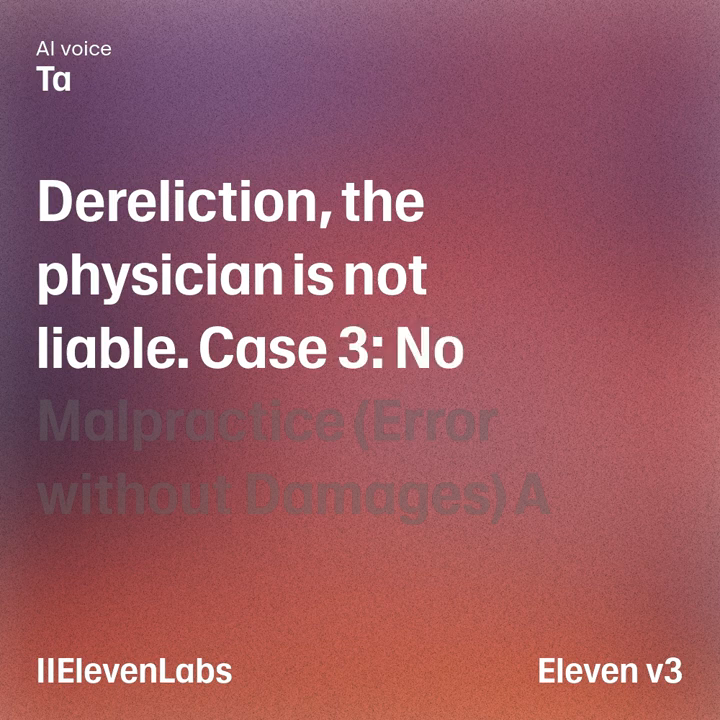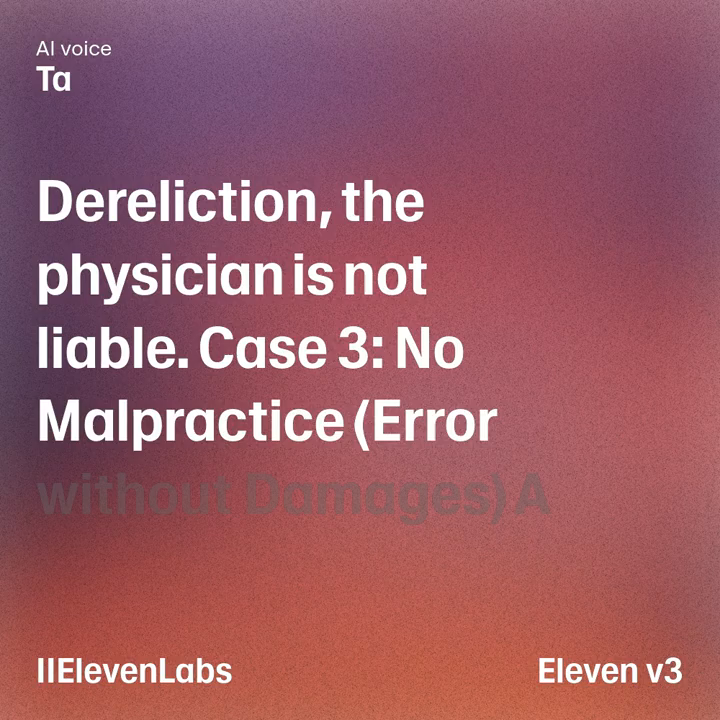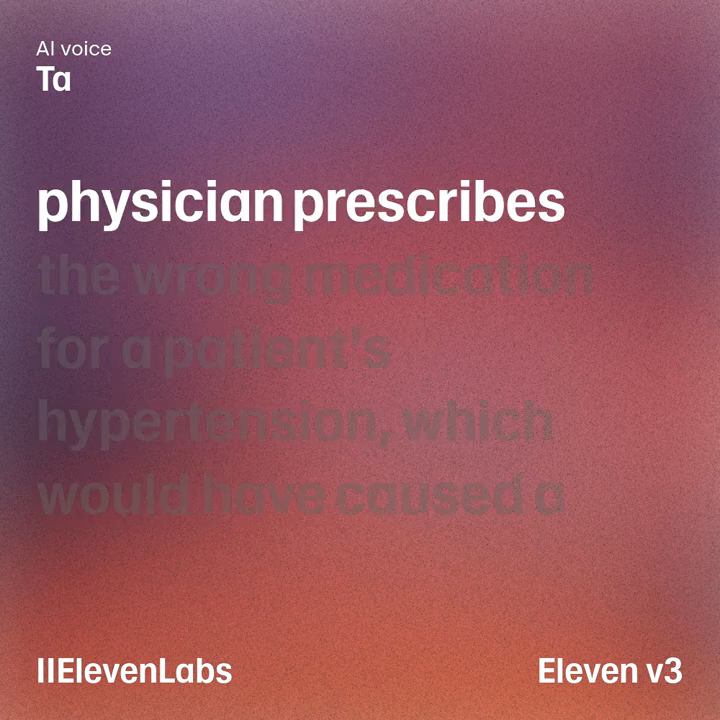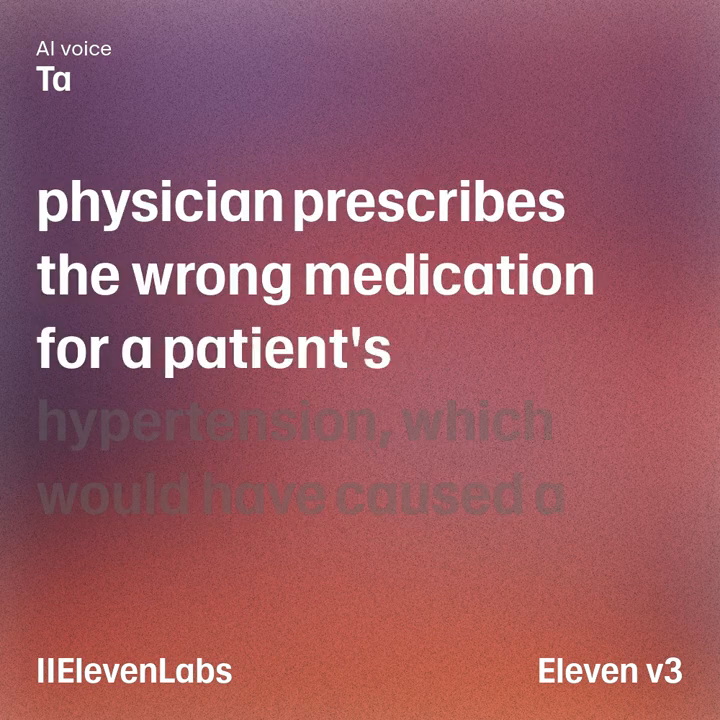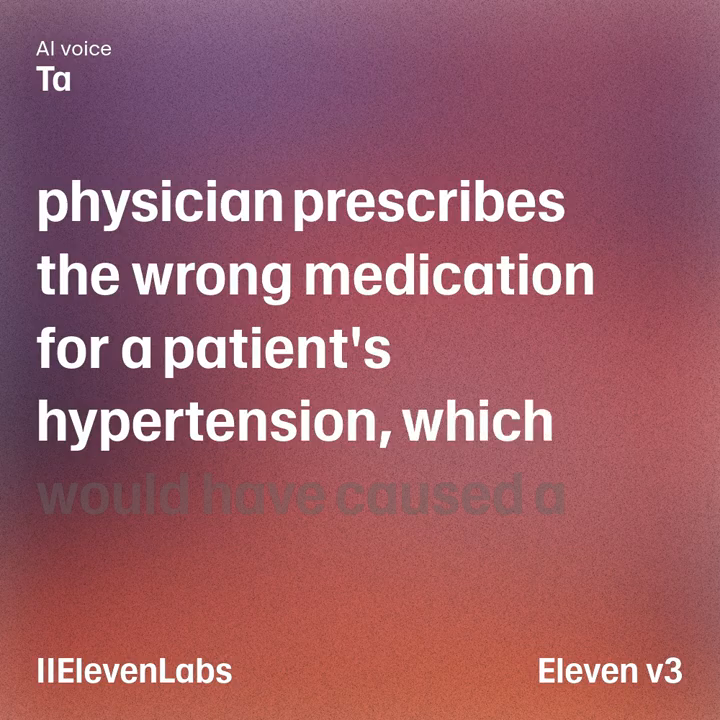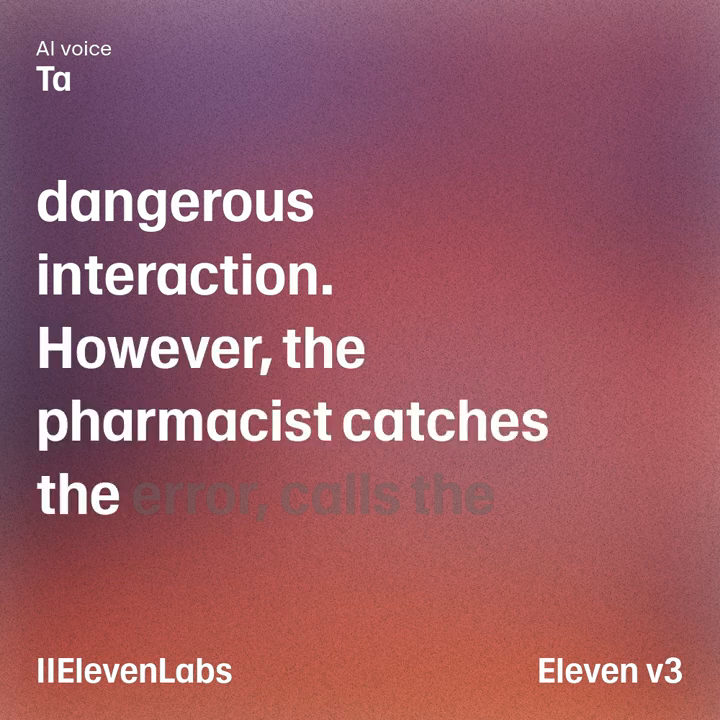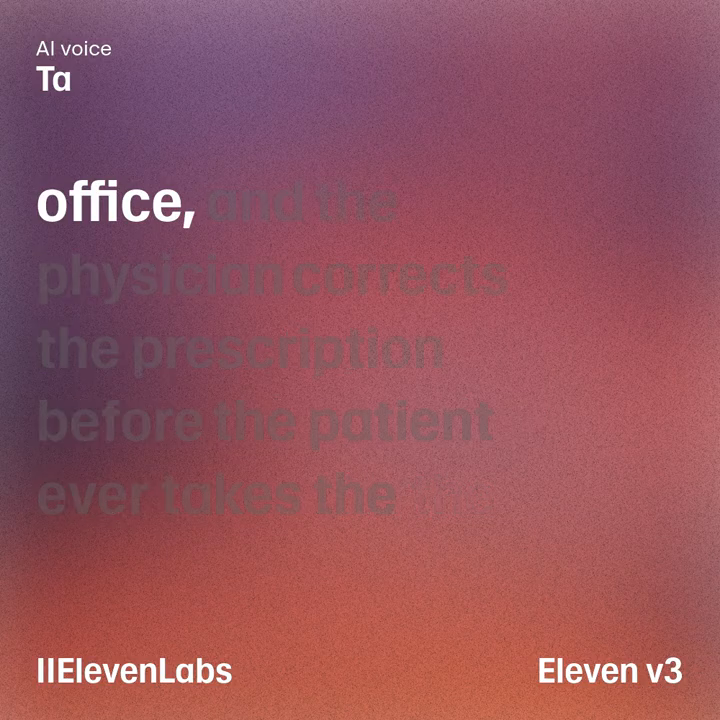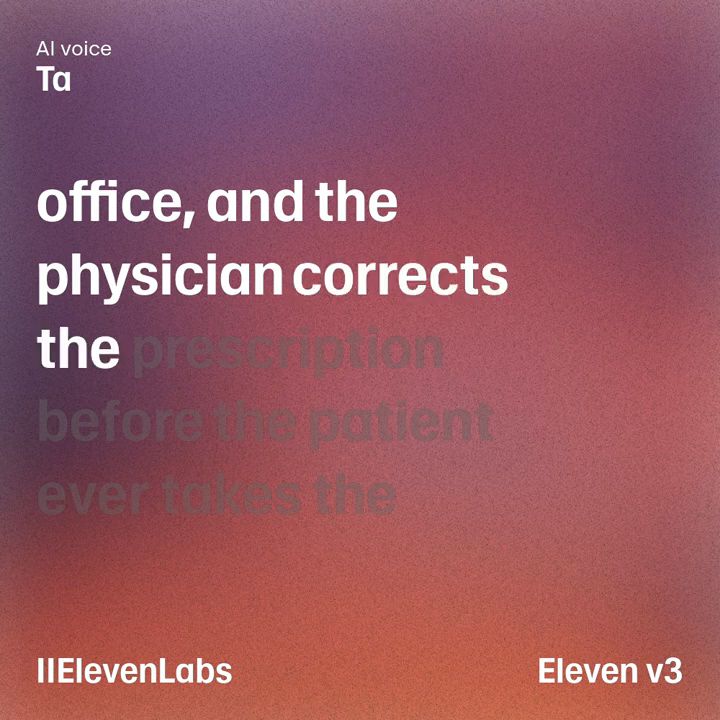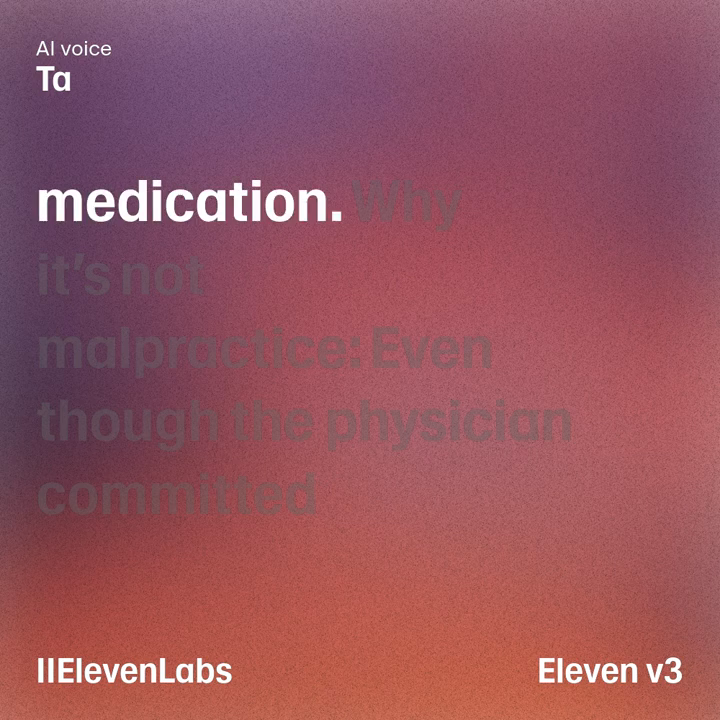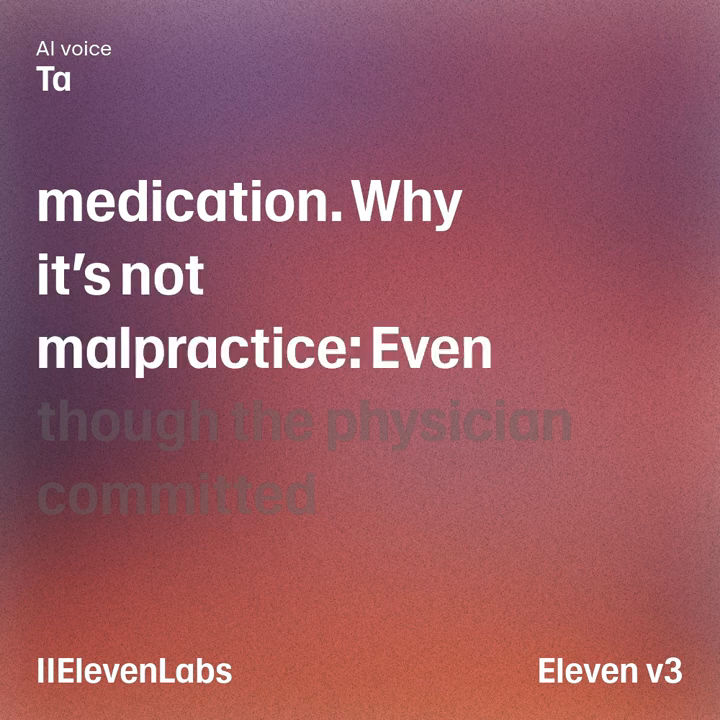Case 3. No malpractice, error without damages. A physician prescribes the wrong medication for a patient's hypertension, which would have caused a dangerous interaction. However, the pharmacist catches the error, calls the office, and the physician corrects the prescription before the patient ever takes the medication. Why is it not malpractice?